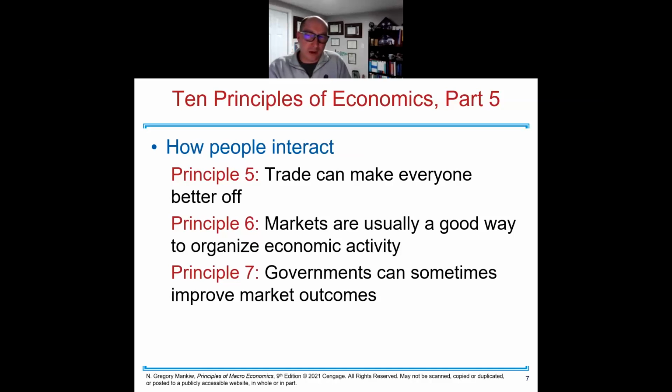Principle 5 is trade can make everyone better off. When we trade with other people, it's usually I'm giving you money, you're giving me a good or a service. Okay, it makes us both better off. That's trade. Principle 6 is markets are usually a good way to organize economic activity.